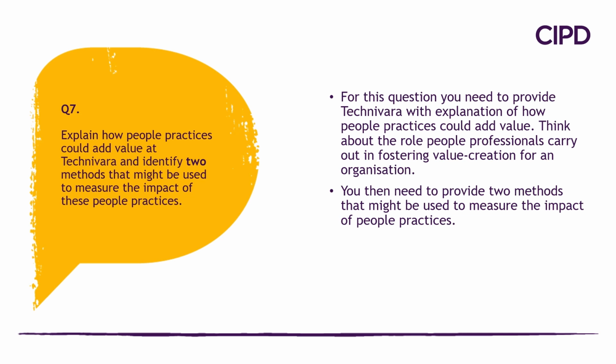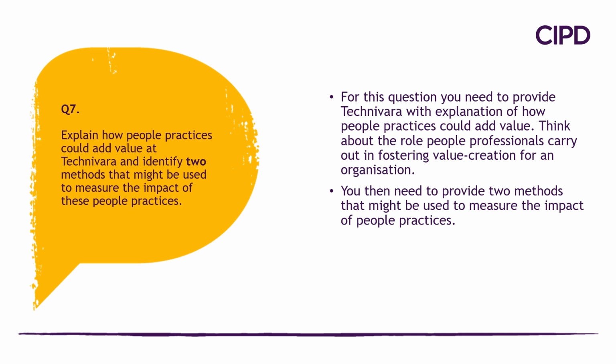Let's stop and think about the role that people professionals carry out in fostering value creation for an organisation. In simple terms, we could say this is the people performance link. So, in broad terms, it's about ensuring that people practices, the policies and the procedures align to the overall business strategy and plan. So let's have a look at some areas.